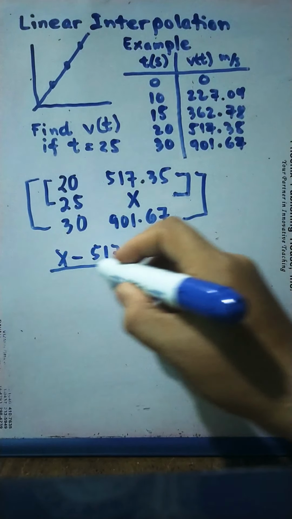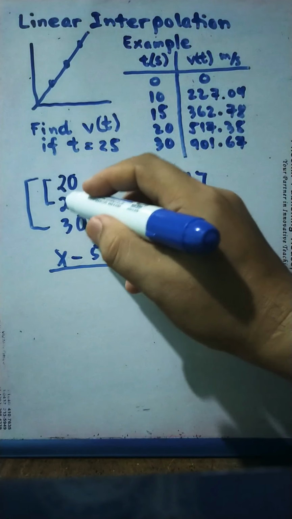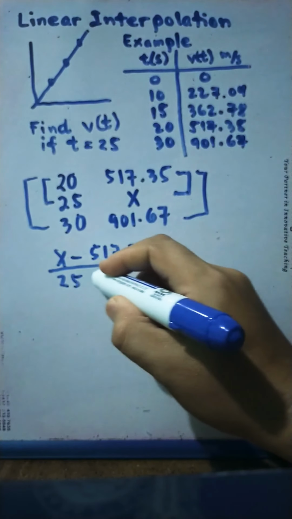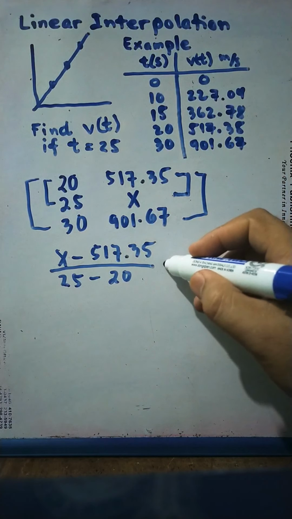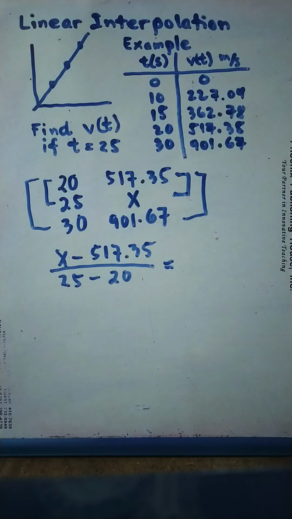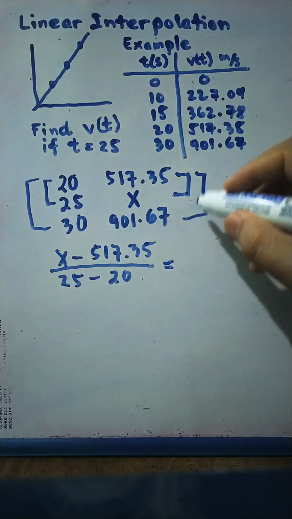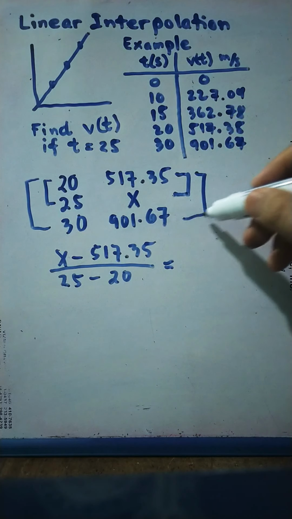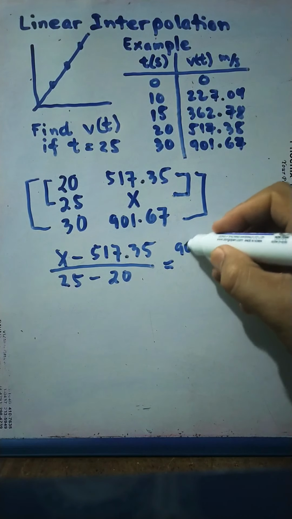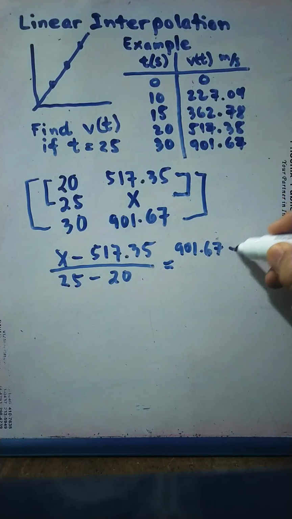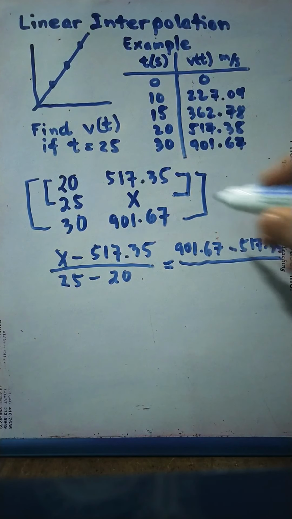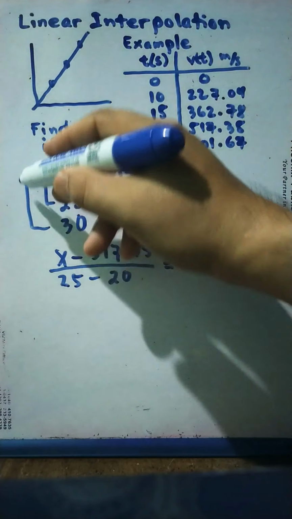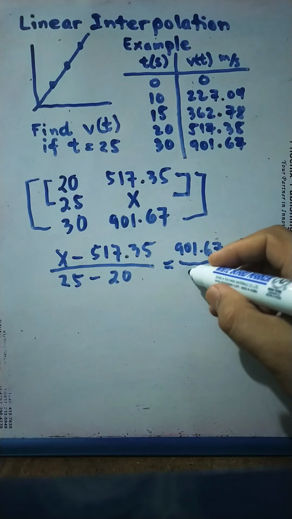So x minus 517.35 over, on the other side, 25 minus 20, and that is equivalent to, similar to ratio and proportion, 901.67 minus 517.35 divided by 30 minus 20.